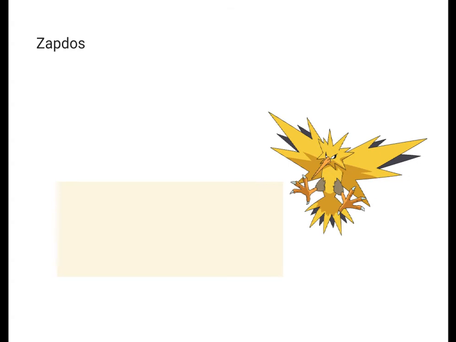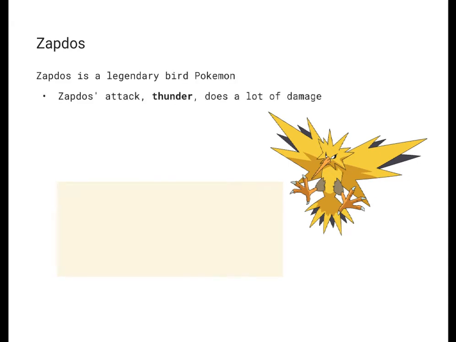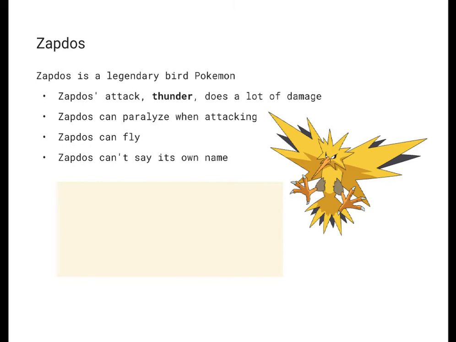I'm going to introduce a new Pokemon that takes advantage of multiple inheritance. We can call it Zapdos. And Zapdos looks like that. It's pretty scary. Zapdos is a legendary bird Pokemon, and it has an attack, Thunder, that does a lot of damage. Zapdos can also paralyze when attacking, which is similar to all the electric type stuff we've seen so far. Zapdos can also fly. And Zapdos can't say its own name.